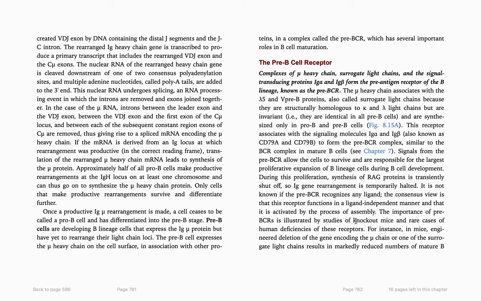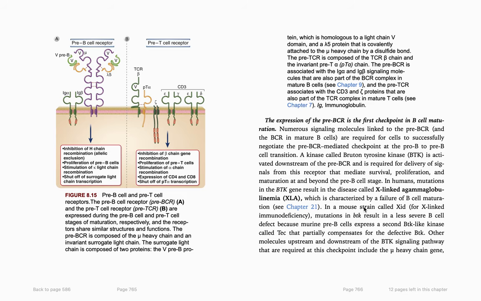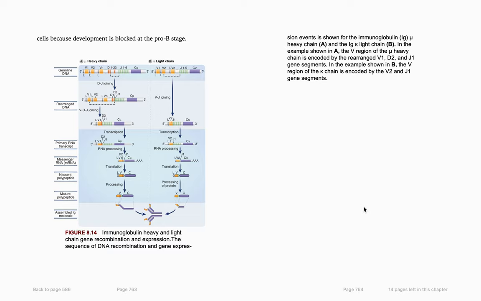The importance of pre-B cell receptor is illustrated by studies of knockout mice and rare cases of human deficiency of this receptor. For instance, in mice, engineered deletion of the gene encoding the mu chain or one of the surrogate light chains results in markedly reduced number of mature B cells, because development is blocked at the pro-B stage.